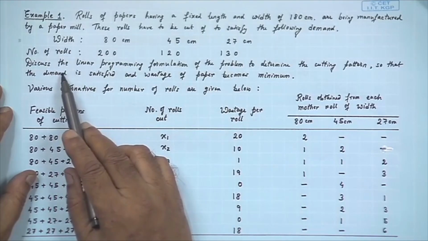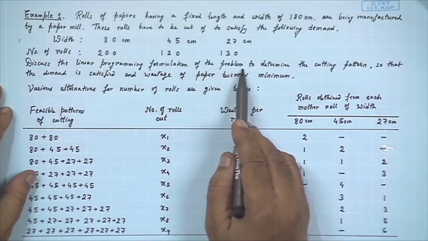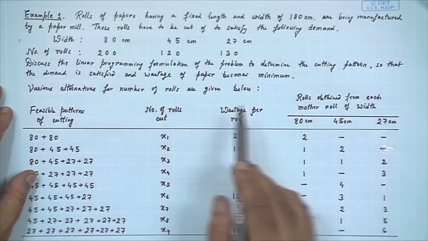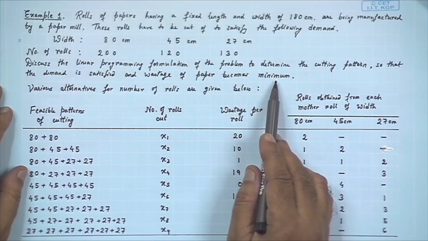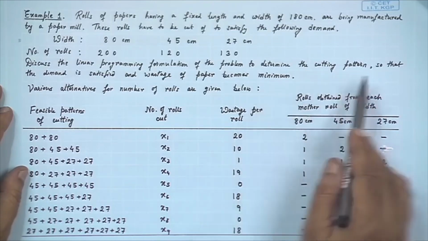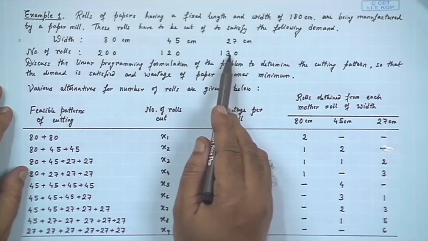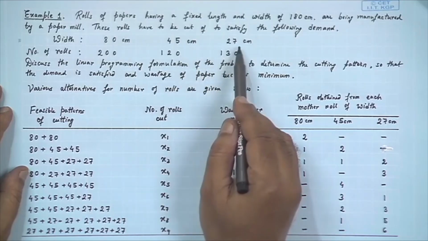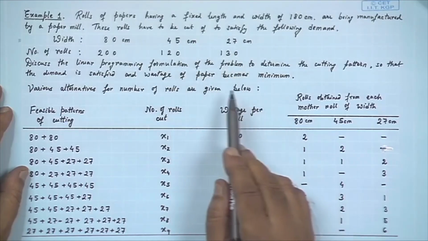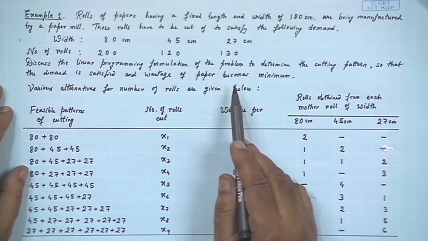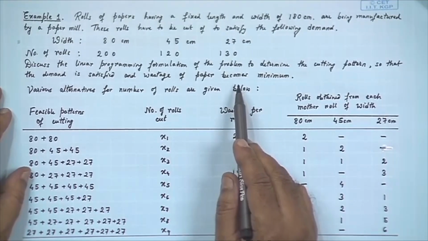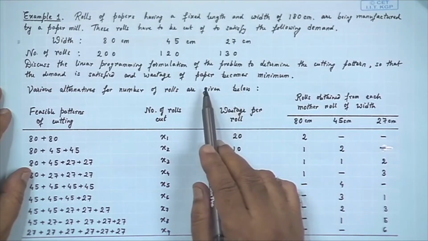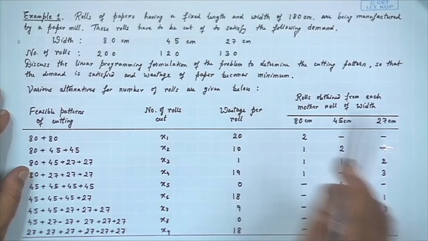So, we want to discuss the linear programming formulation of the problem to determine the cutting pattern, so that the demand is satisfied and wastage of the paper is minimum. Please note that I have to satisfy this demand. For 80 centimeter I must have 200 rolls, for 45 centimeter 120 rolls and for 27 centimeter 130 rolls. Whenever I am cutting the paper into rolls, there will be certain wastage. So, I have to satisfy the demand as well as minimize the wastage of the paper.